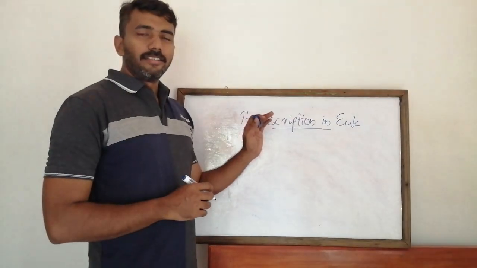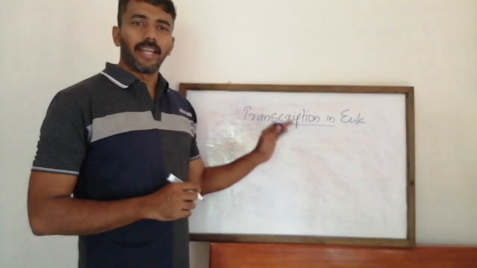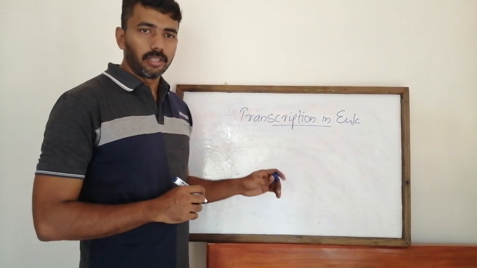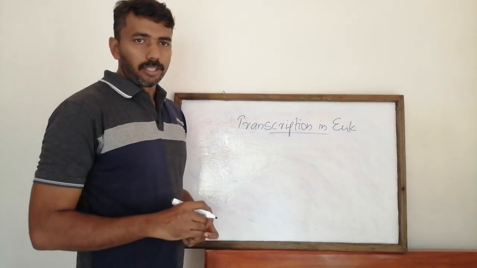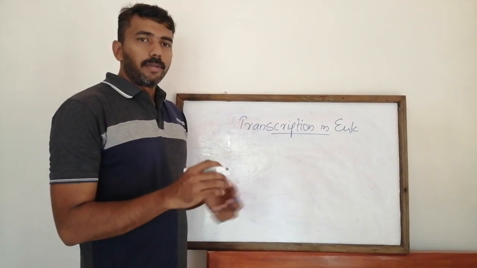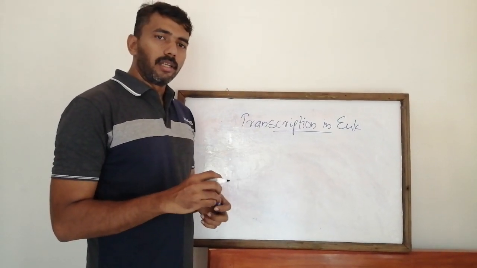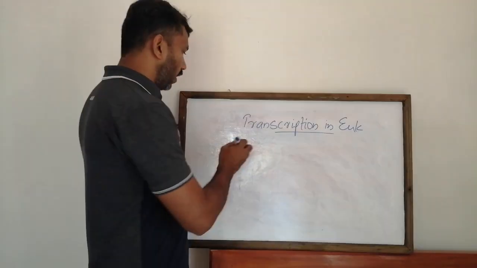So in this presentation, we will discuss transcription in eukaryotes. The initiation of transcription will be discussed in this presentation. We know that transcription has three phases in eukaryotes: initiation, elongation and termination.